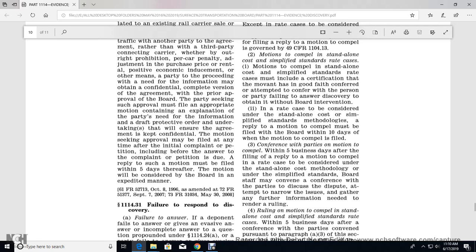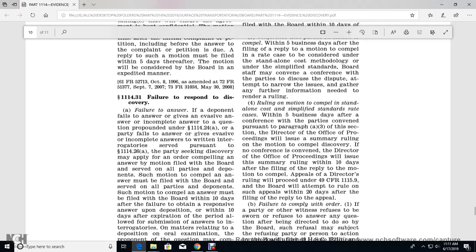The conference with the parties to the motion to compel will occur within 5 business days after the filing of a reply to the motion to compel in a rate case under the standalone cost methodology or the simplified standards. The board's staff may convene a conference with the parties to discuss the dispute, with the attempt to narrow the issues and gather any further information needed to render a ruling.